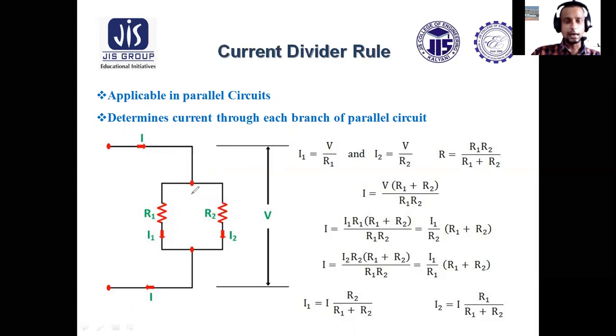So for a series circuit, as you all know, current does not get divided. So there is no question of current division. Hence, current divider rule will not be applicable for series circuits. It is only applicable in parallel circuits. Now, as per current divider rule, see, this is I1 current.